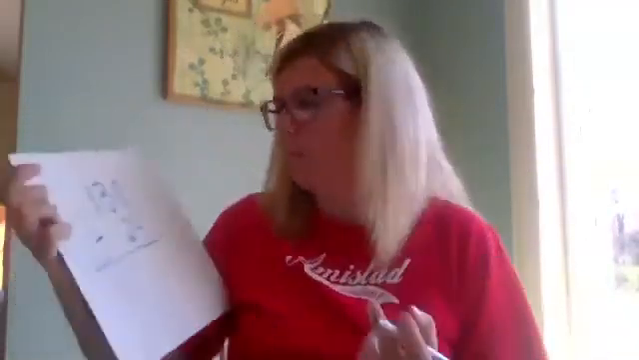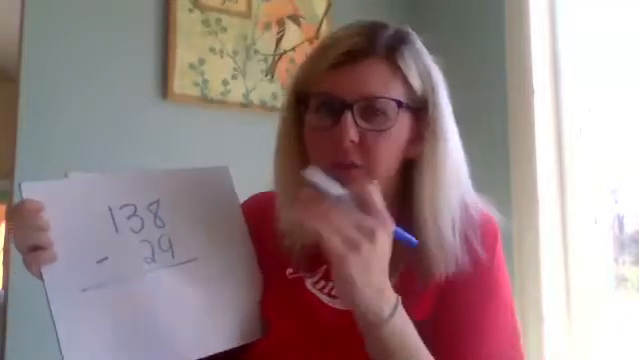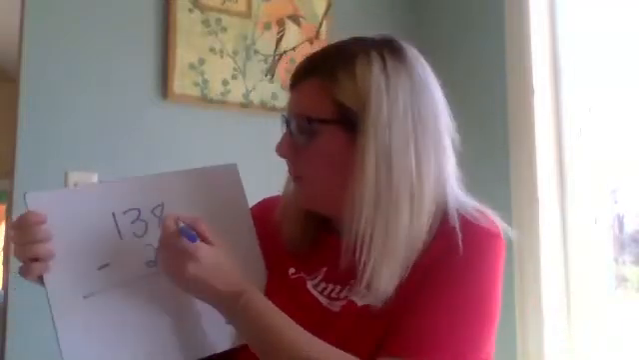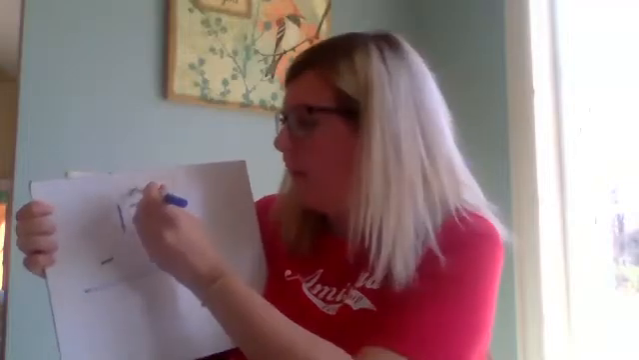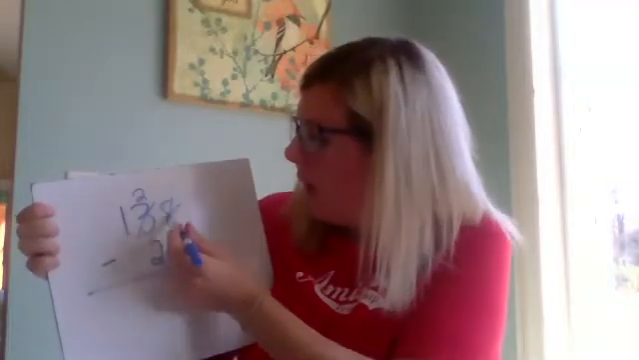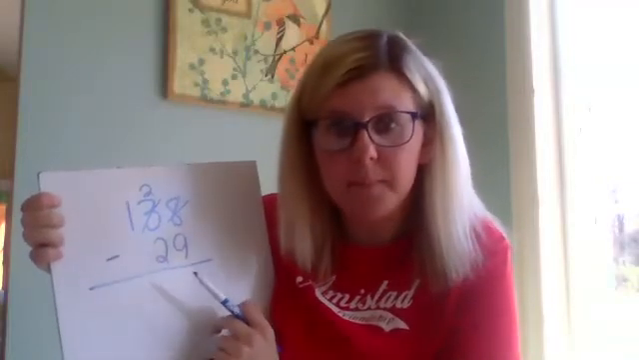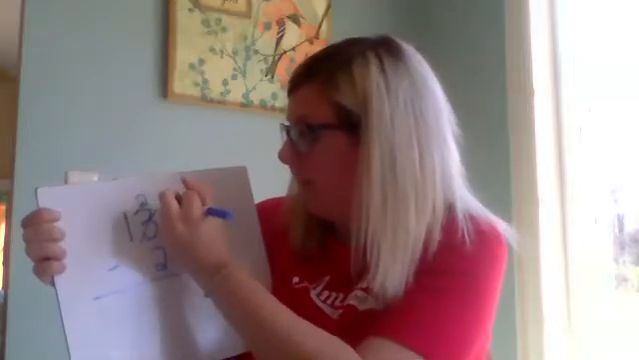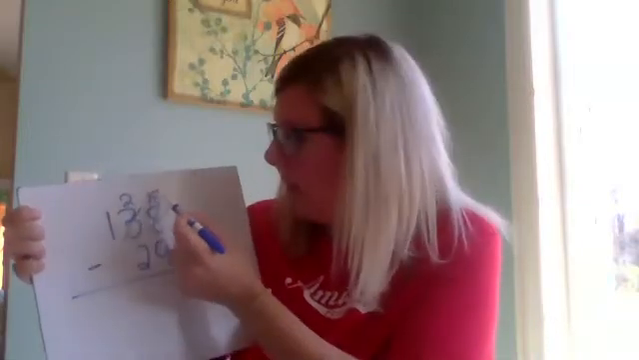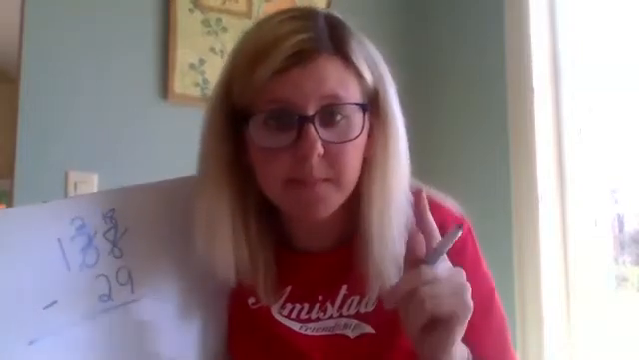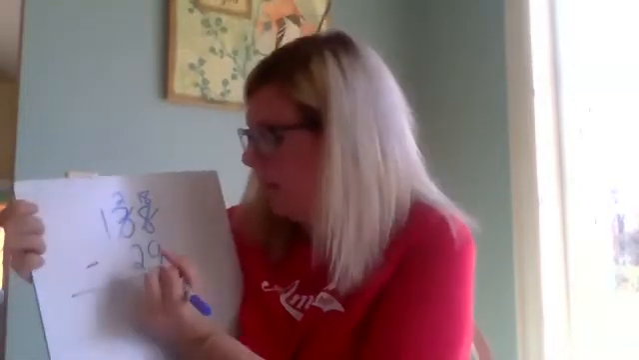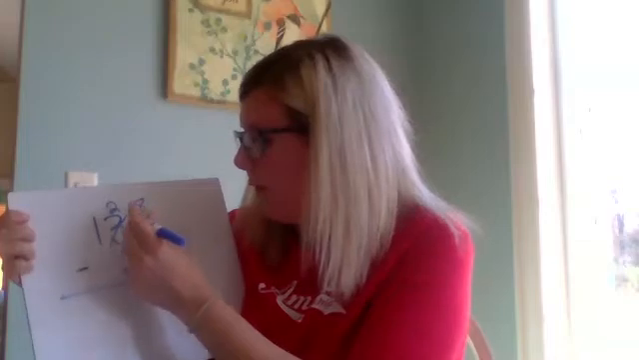So if I have 8 fingers, can I take 9 away? No, I cannot. So I need to regroup. Hopefully you're getting this by now. I'm trying to go a little faster because you've done it so many times. So 3 is going to turn into a 2. 8 is going to turn into what? 18, because I'm adding that 10. 18 minus 9. Well, we know my doubles facts, and 9 plus 9 is 18. So it's 9. 2 minus 2 equals what?